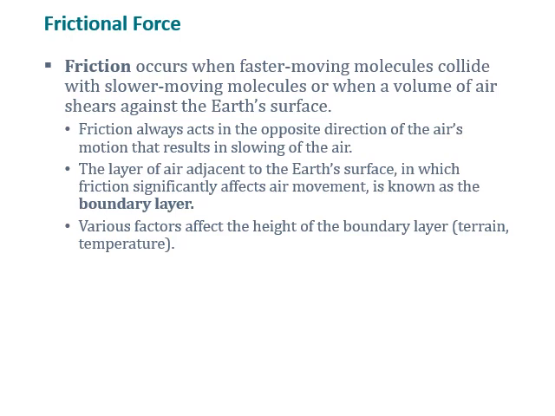Friction occurs when faster moving particles collide with slower moving molecules or particles, or when a volume of air shears against the Earth's surface. Friction always acts in the opposite direction of the air's motion, which results in the slowing of the air. The air adjacent to Earth's surface, in which friction significantly affects air movement, is known as the boundary layer of air. Various factors affect the height of the boundary layer, including terrain and temperature.